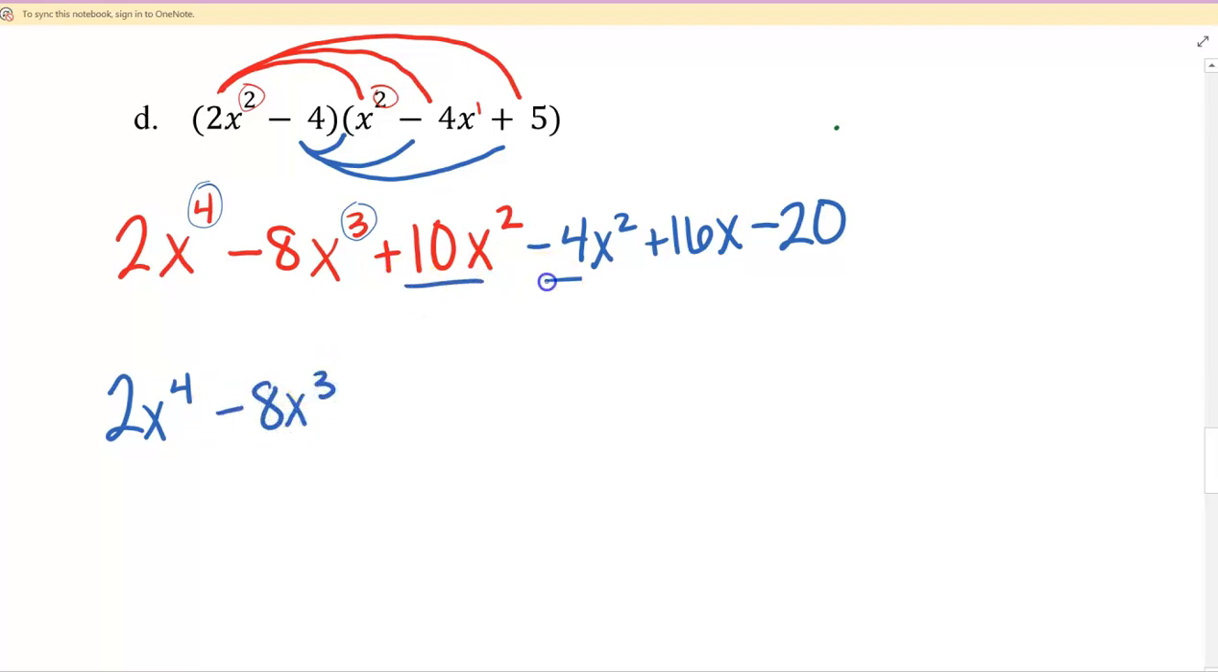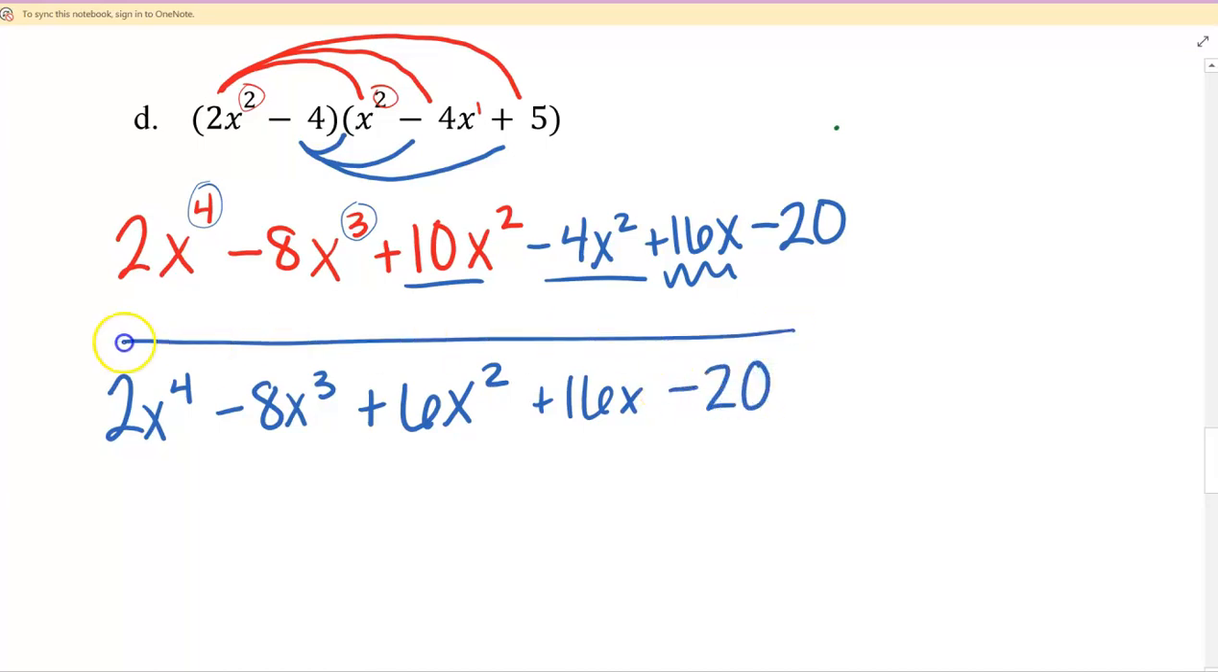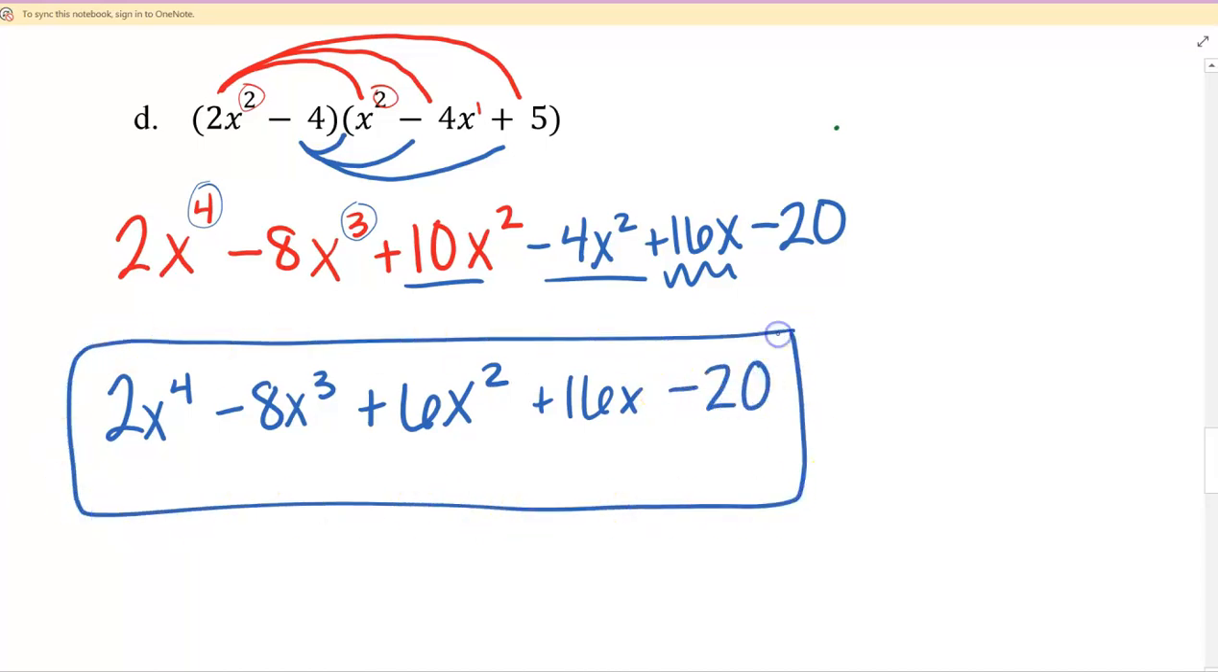We do have 2 squares. So 10 minus 4 is going to be 6x squared. And then 16x, we don't have anything else, and minus 20. And that would be our answer. So that one ends up being a little bit bigger, but same process.